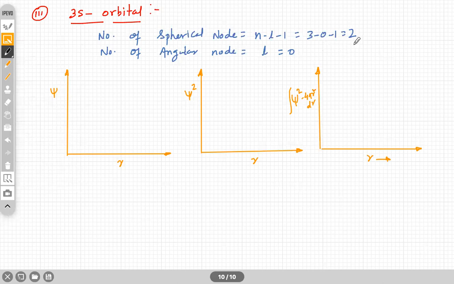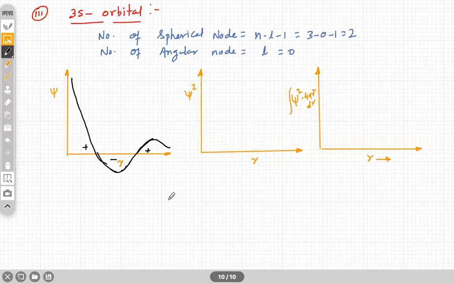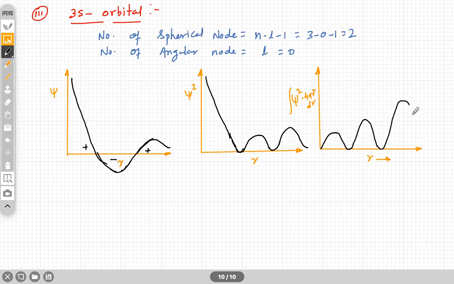See, the number of nodes that you are getting, that many times this graph will cut the x-axis, it goes like this. Two nodes, so two times it will touch the x-axis. So it is plus, this is minus, and this is plus. Further, it won't touch the x-axis, right? Now, the psi square of this will just be the mirror image of this one. Everything will be as it is. It comes like this, touches the axis, goes up, comes down, goes up, comes down. Further, it won't touch the x-axis. Here also, the probability curve will touch the x-axis twice. So these are the nodes we have, spherical nodes.